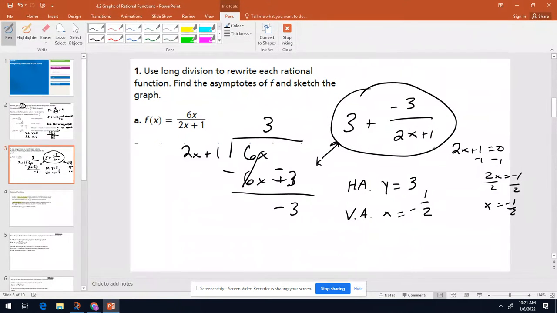Okay. So that's how you need to graph these. You're going to have to do long division. Remember that from when we did it last chapter. Okay.